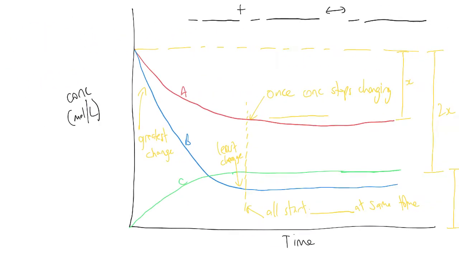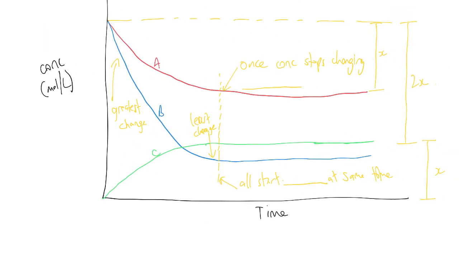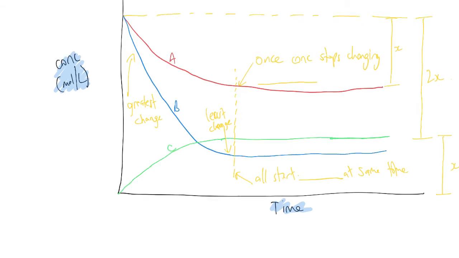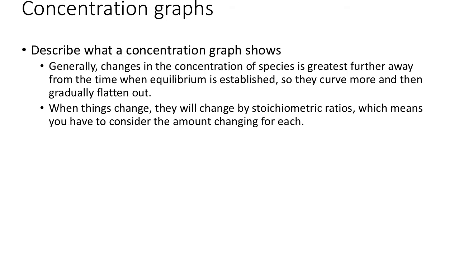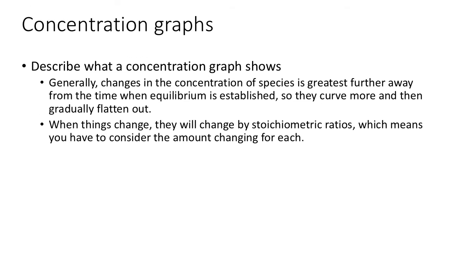Okay, so here's one I prepared earlier. Again, concentration in moles per liter, right? Not moles per liter per second, which is the rate of reaction one, and over time. Okay, so what happens? Generally, the change in the concentration of a species is greater further away from the time when equilibrium is established, which means you have a large curve at the beginning and a low curve at the end when you start having the two rates of reaction equal.